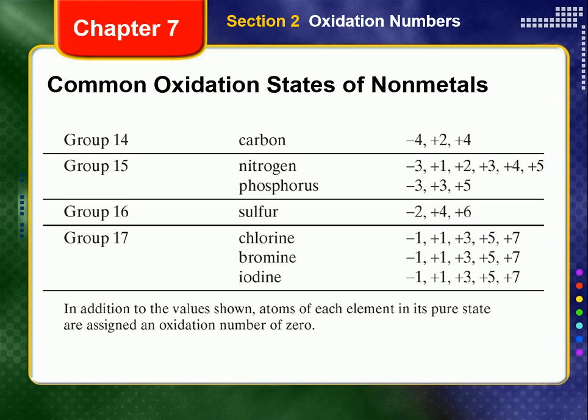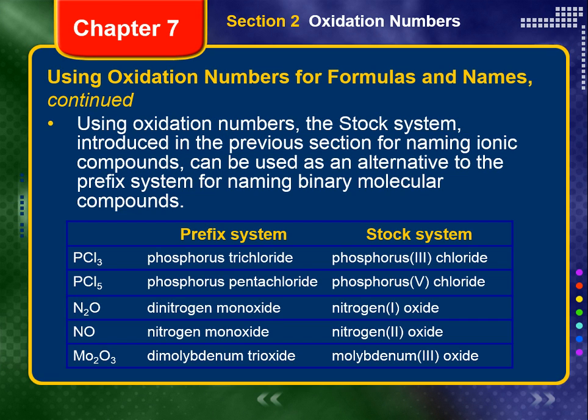Using oxidation numbers for formulas and names. As is shown in Table 7-6 on page 219 of your text or on the screen now, many nonmetals can have more than one oxidation number. A more extensive list of oxidation numbers is given in Appendix Table A-15. These numbers can sometimes be used in the same manner as ionic charges to determine formulas.